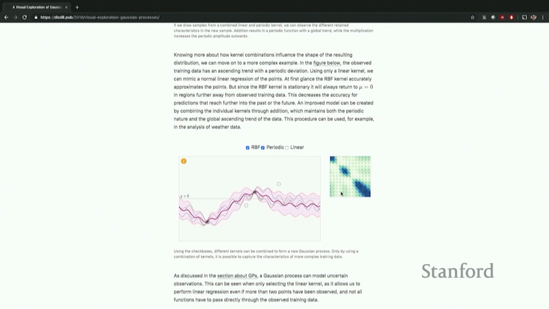Question: can composition of kernels be looked at as composition of functions with two inputs? In general, no. I wouldn't think of it that way. It's just that you get a different kernel. All right, that's about it for today.